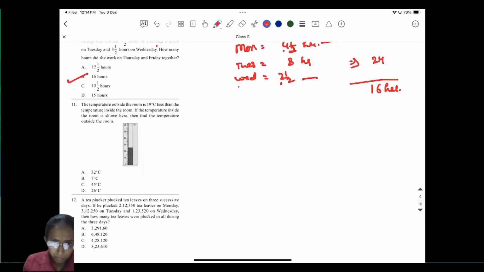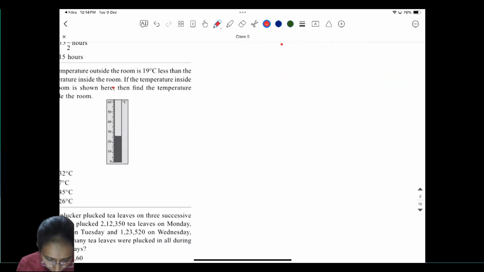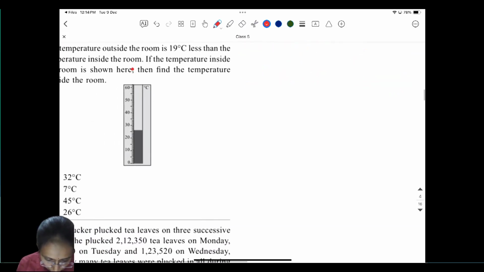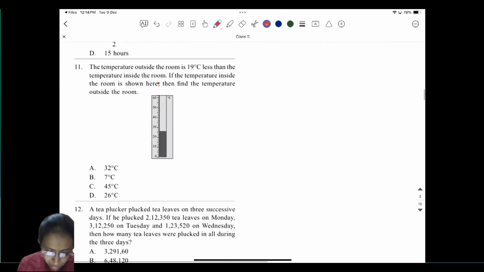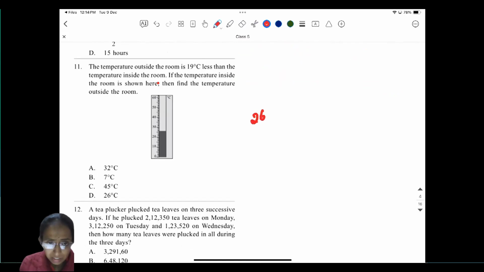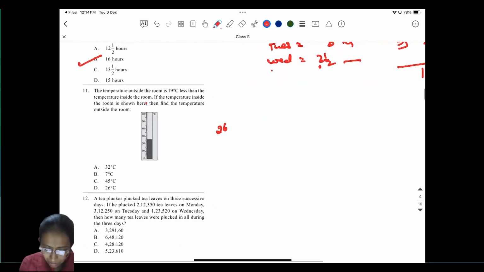Now the 11th one, the temperature outside the room is 19 degrees centigrade, less than the temperature inside the room. If the temperature inside the room is shown here. Now you can observe it carefully, then this is 25 and one more than that. That means 26 degrees it is. Then find the temperature outside the room. So 26 is inside the room and outside it is 19 less. That means 26 minus 19 will give you 7 degrees Celsius.